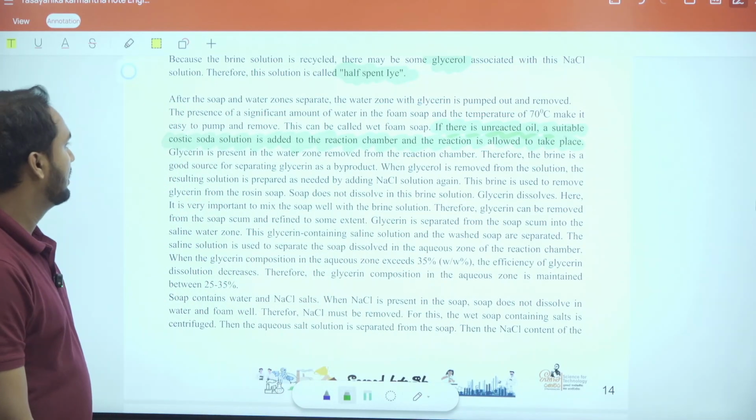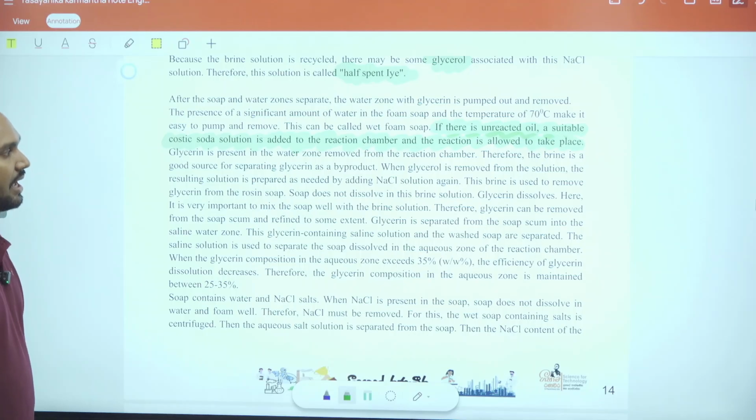Therefore the brine is a good source for separating the glycerin as a byproduct.